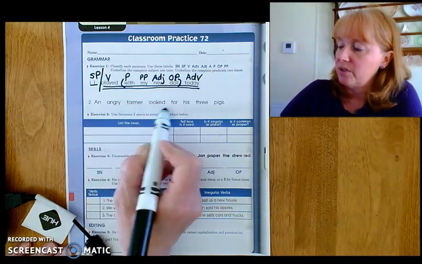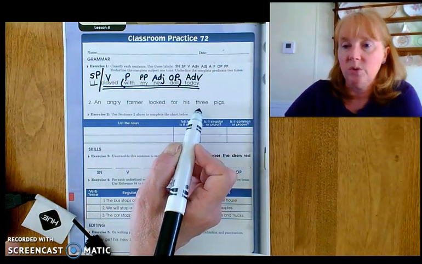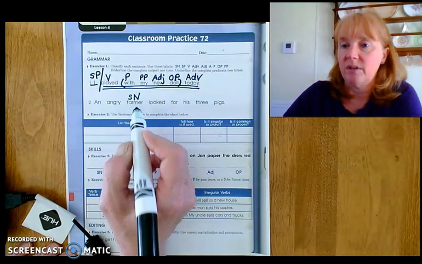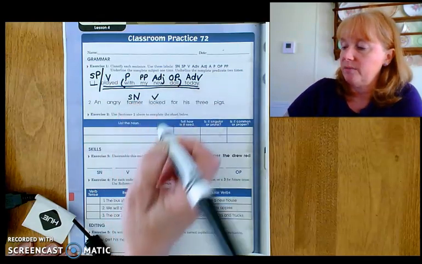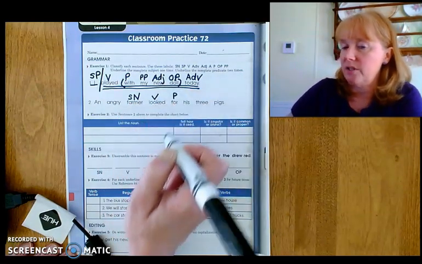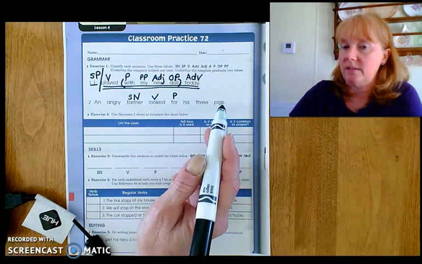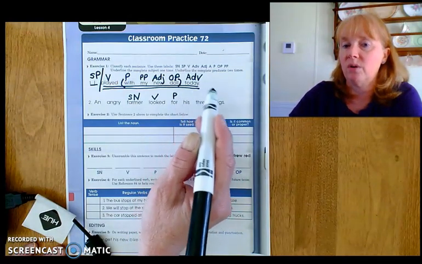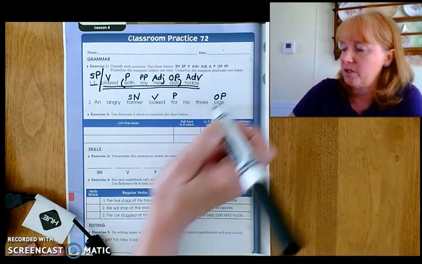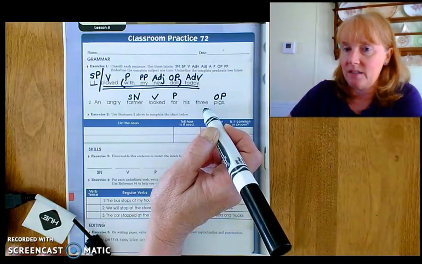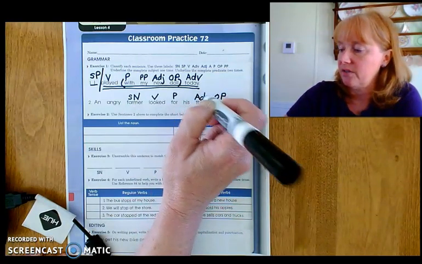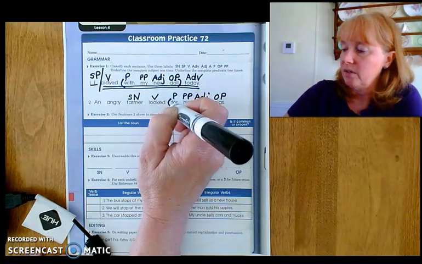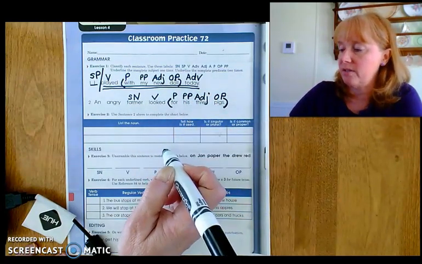An angry farmer looked for his 3 pigs. Who looked? Farmer. Subject noun. What is being said about farmer? Farmer looked. Verb. For, preposition. For what? What is he looking for? Is he looking for his, for 3, or for pigs? He's looking for pigs. Object of the preposition. How many pigs? 3. Adjective. His. Possessive pronoun. For his 3 pigs, prepositional phrase.